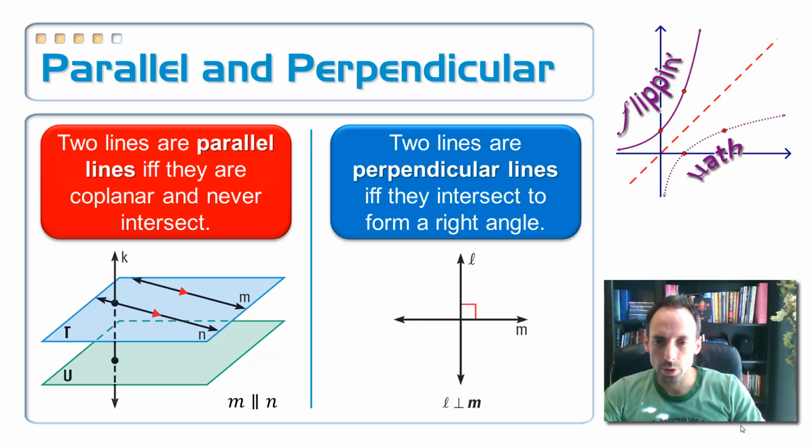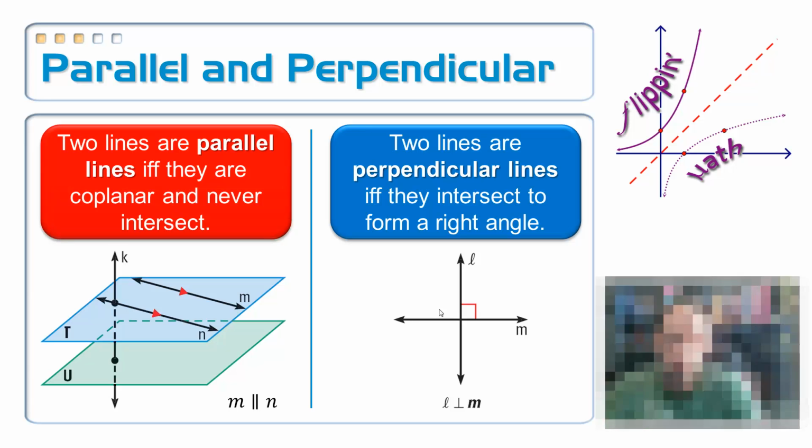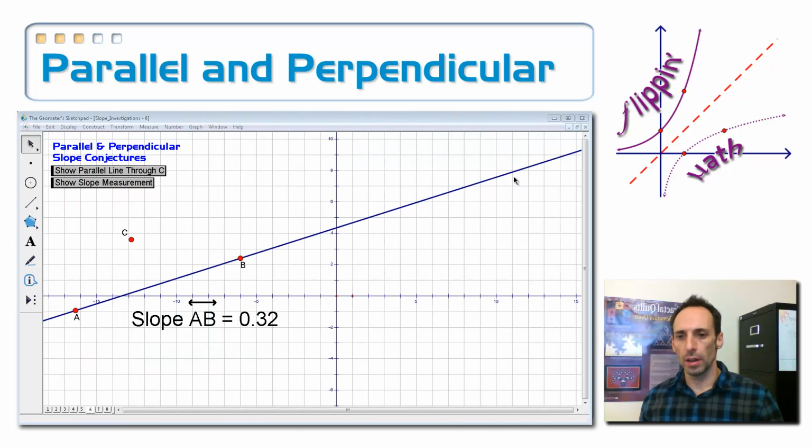So look at the two notations. You remember parallel has two, looks like two parallel lines, and then the upside down T for perpendicular. So let's take a look at a Sketchpad demo to help us remember the relationship between parallel and perpendicular slopes. Alright, so in this demo on Sketchpad, I've got it set up so I have a line here, line AB, and I've got a point that is not on the line.